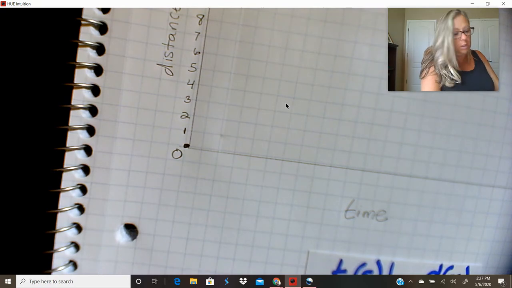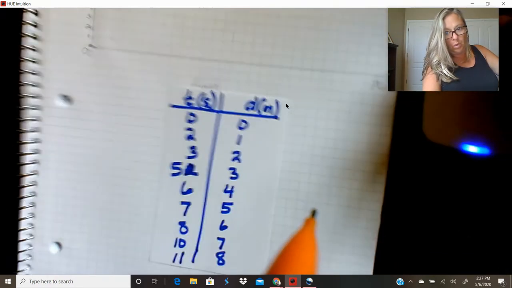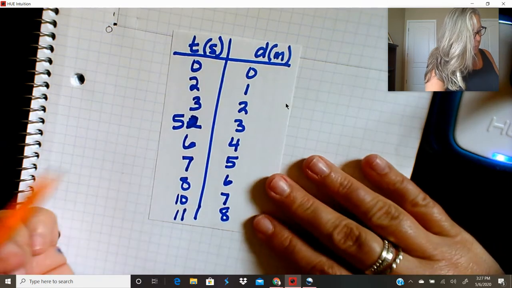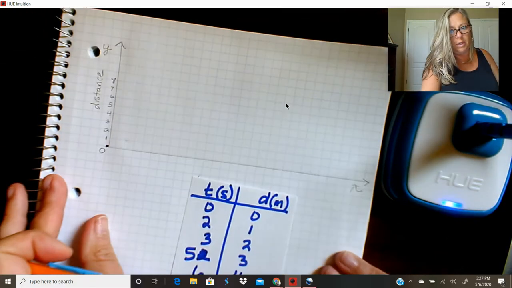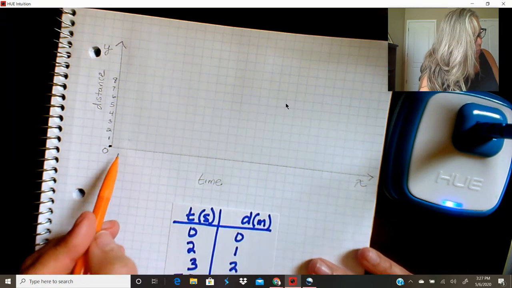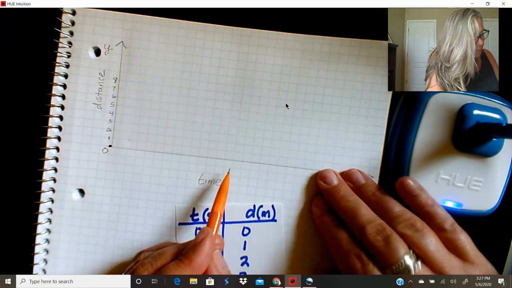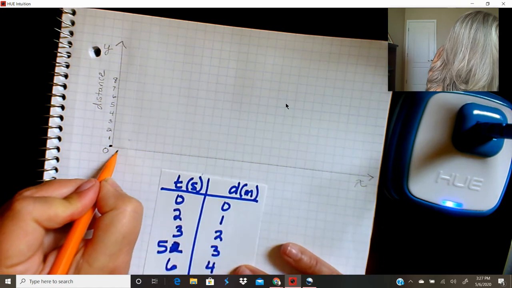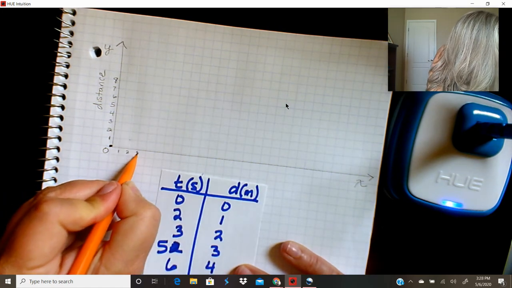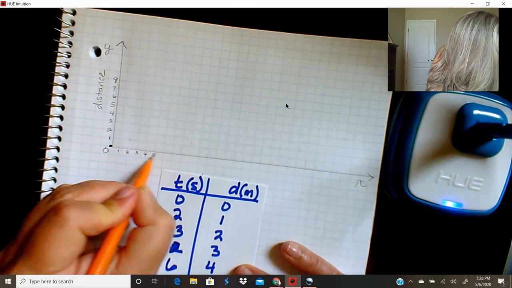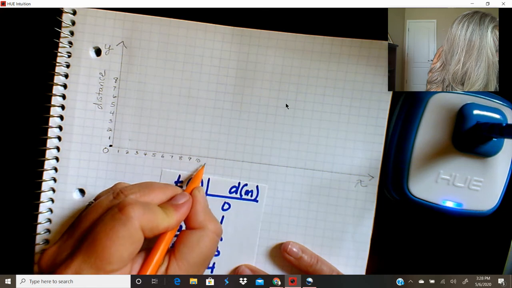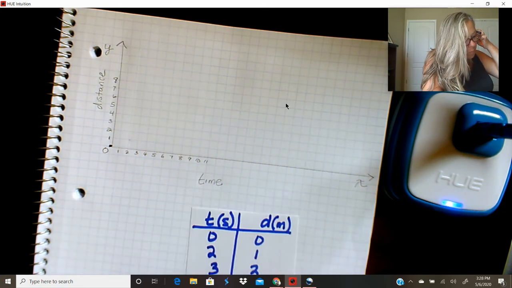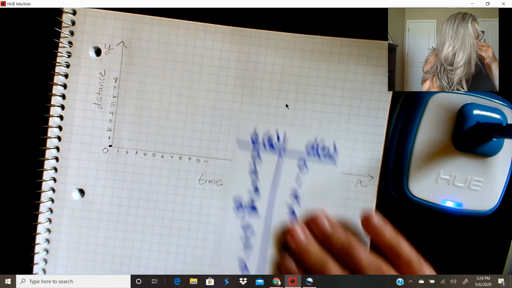Now, the next thing that I'm going to do is look at my data table. For my time, I only went up to 11 seconds. So you can see I made this graph have lots more room than it probably needs, right? I could just go to 11 and still have lots of room left over. But remember, again, I want to write right on the line. So if you're using graph paper like mine, you have to write really tiny. All right. And I only need to go to 11 seconds, so I'll stop right there.